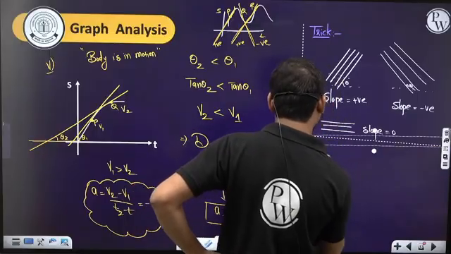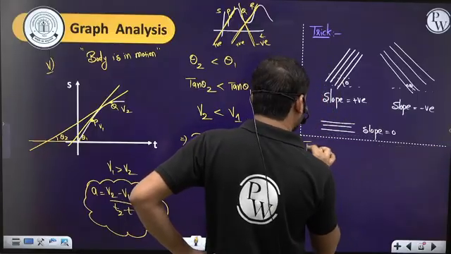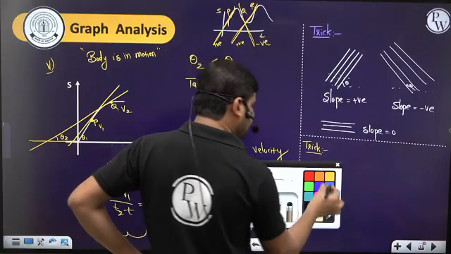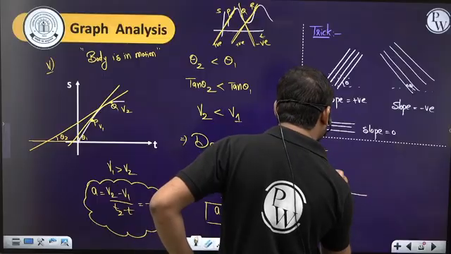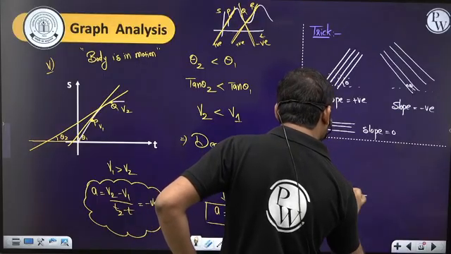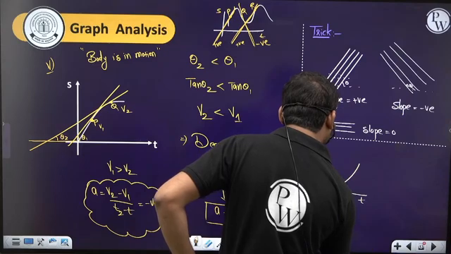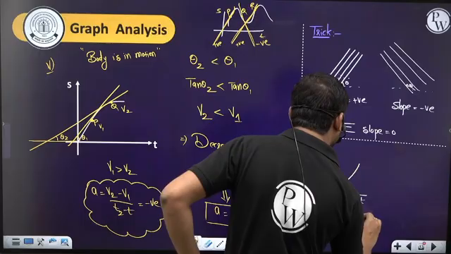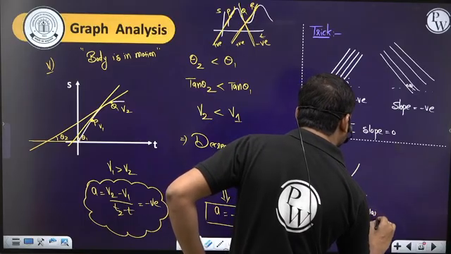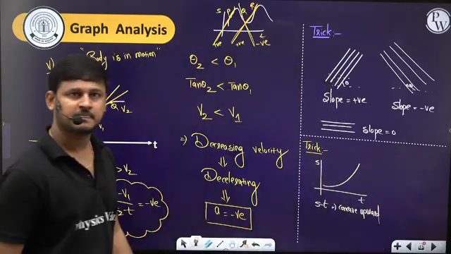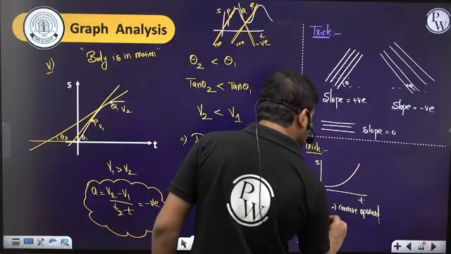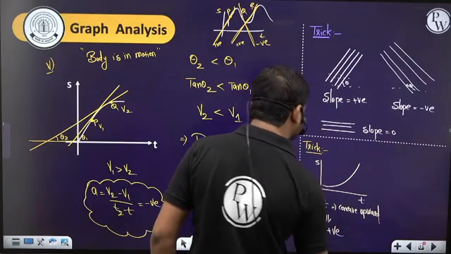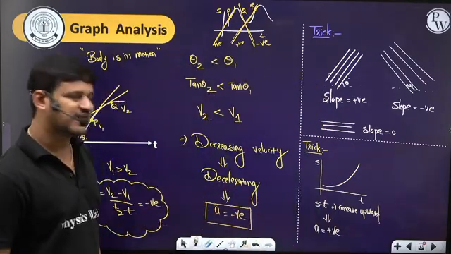This is related to the slope. Now one more trick. If the displacement-time graph, the ST curve, is concave upward, then we can say that the body is moving with positive acceleration. The body is accelerating, positively accelerating.